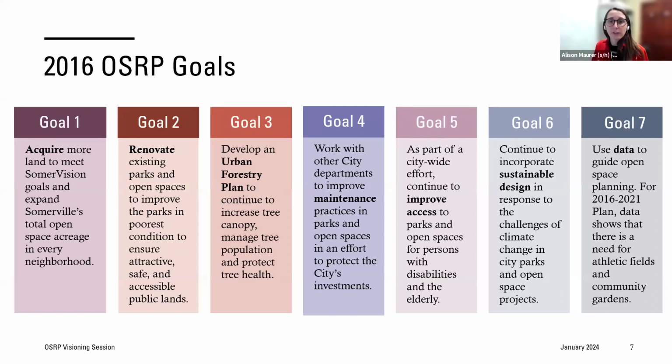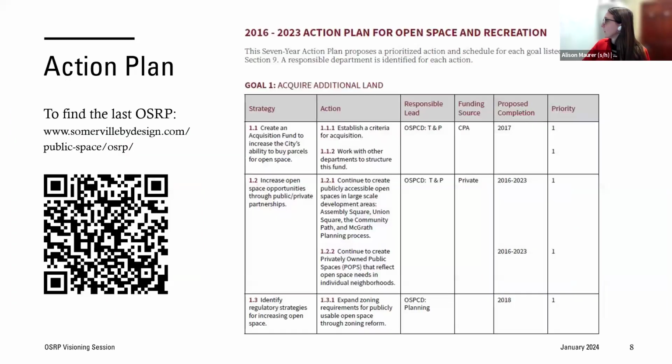At that time, what felt very important was athletic fields and community gardens. So it resulted in this complex table of sub-action points under all of those goals. You can find the last OSRP online. John will pop that link into the chat. You can also use your phone to capture the QR code or write down that website.